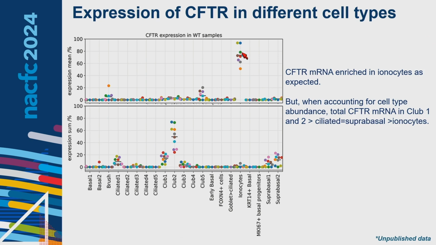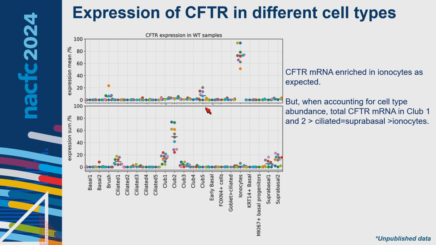The first panel shows the expression of CFTR on a per cell basis. As we all know, we see the highest CFTR expression in the ionocytes, and we also see CFTR expression in the brush cells and the club cells. It is important to appreciate that each dot here represents a specific donor, and there is variation between the donors even within the same cell type. So the donor-specific variation is something that we have to take into consideration.